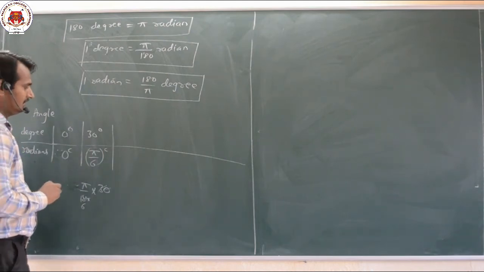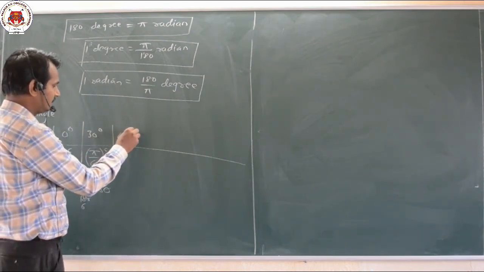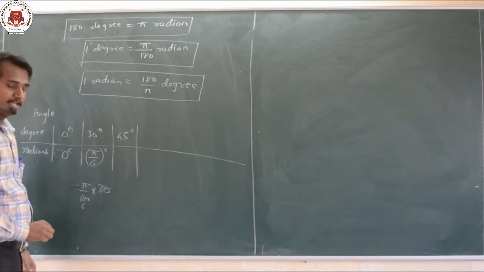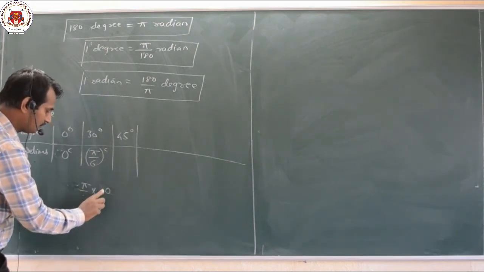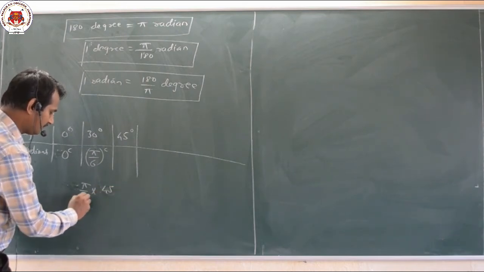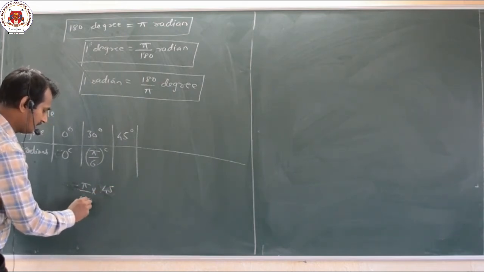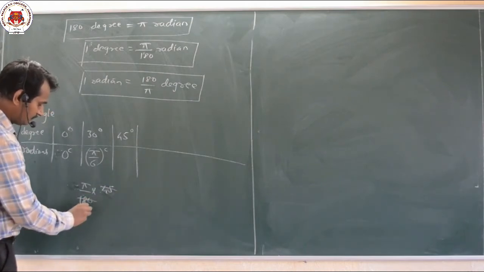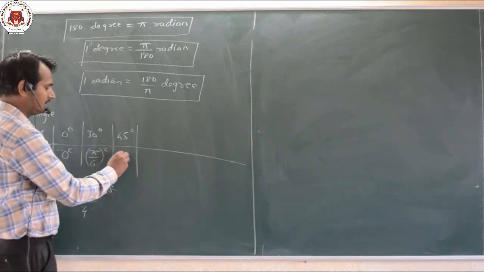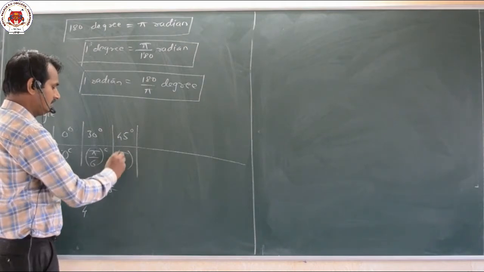Then if I take 45 degrees, we have to multiply it by pi into 45 divided by 180. So what we get here is 45 over 180, that is nothing but pi by 4 radian.